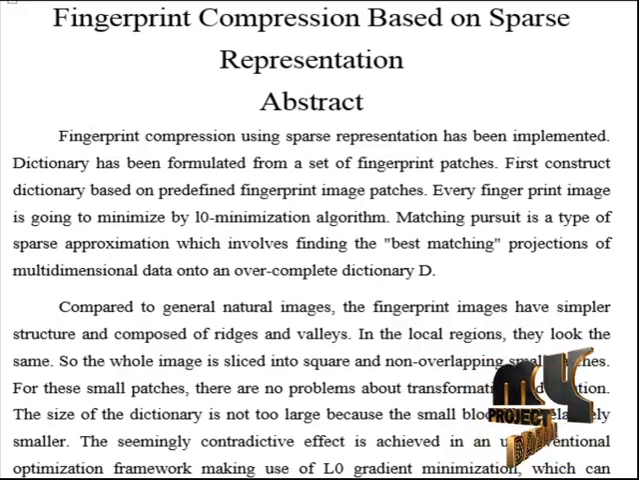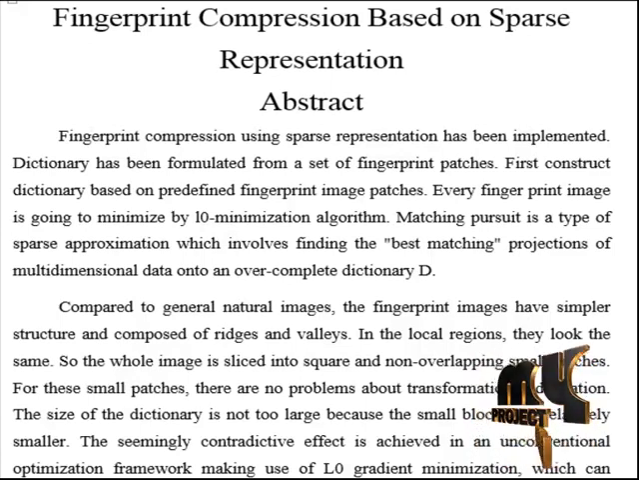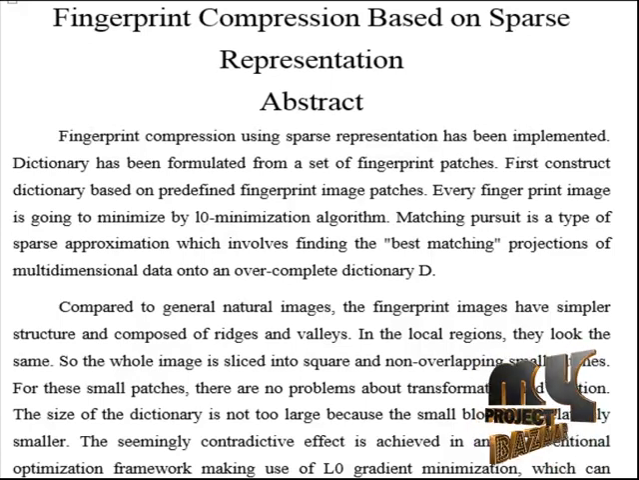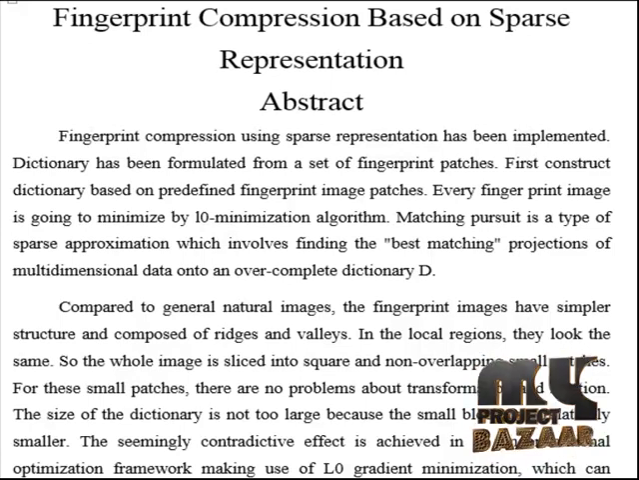Matching pursuit is a type of sparse representation which involves finding the best matching projection of multidimensional data onto an over-complete dictionary D. Compared to general natural images, fingerprint images have a simpler structure and are composed of ridges and valleys. In the local regions, they look the same, so the whole image is sliced into square, non-overlapping small patches. For these small patches, there are no problems about transformation and rotation.